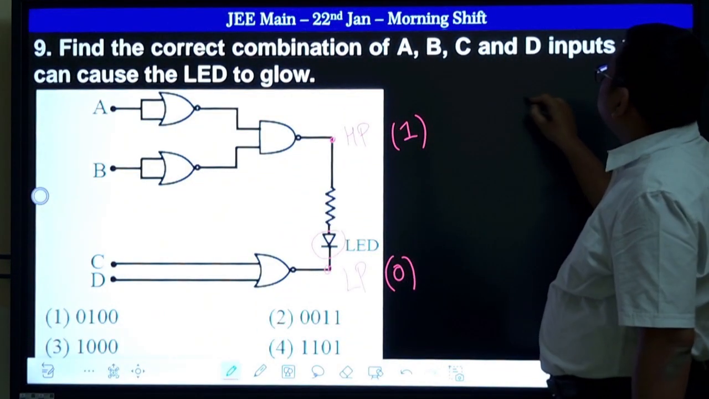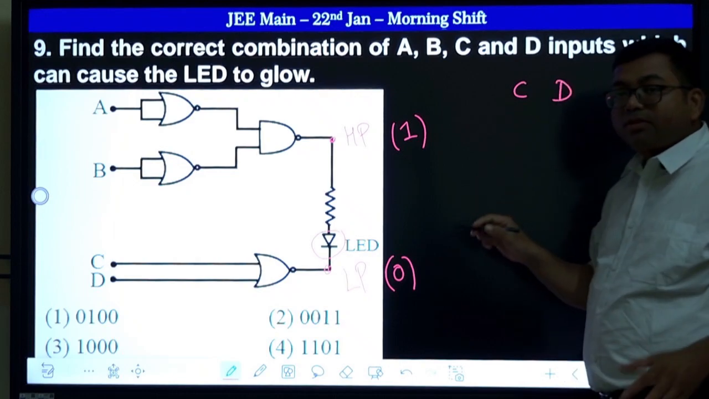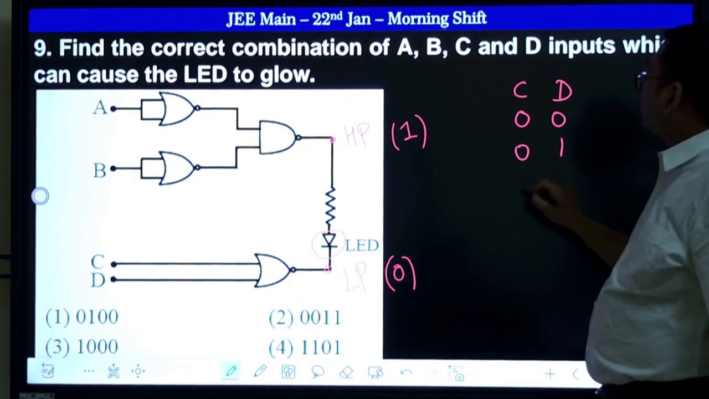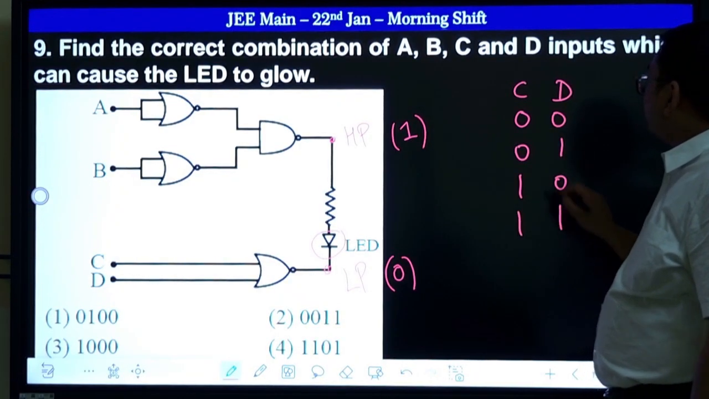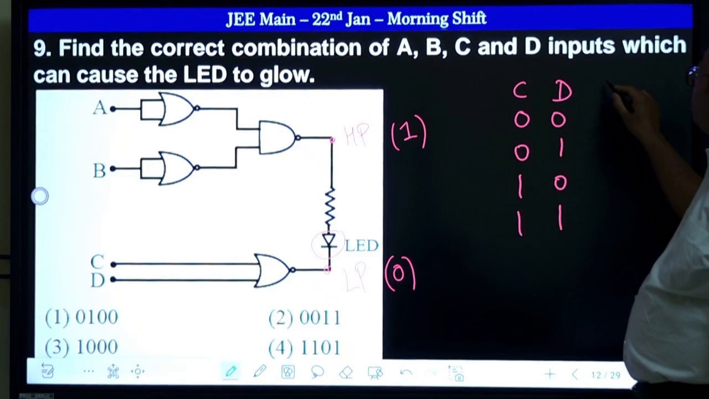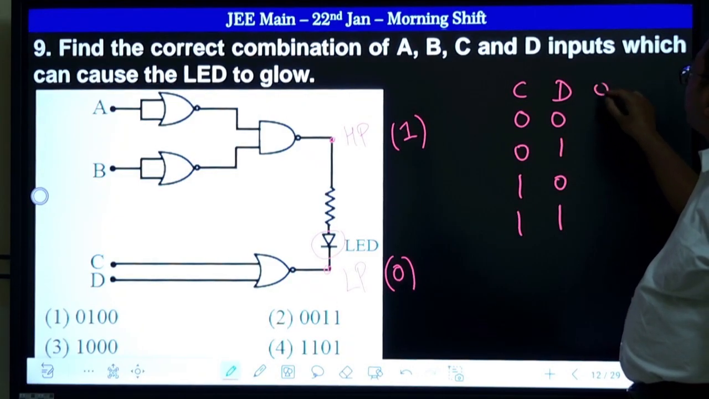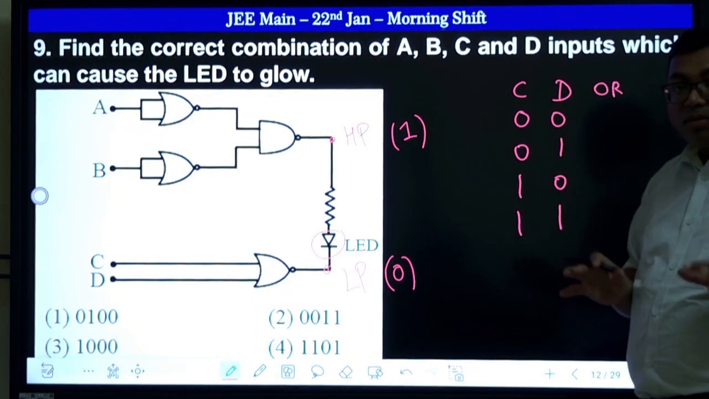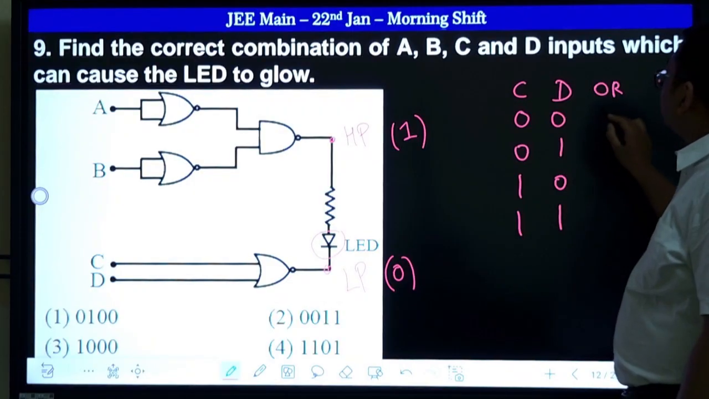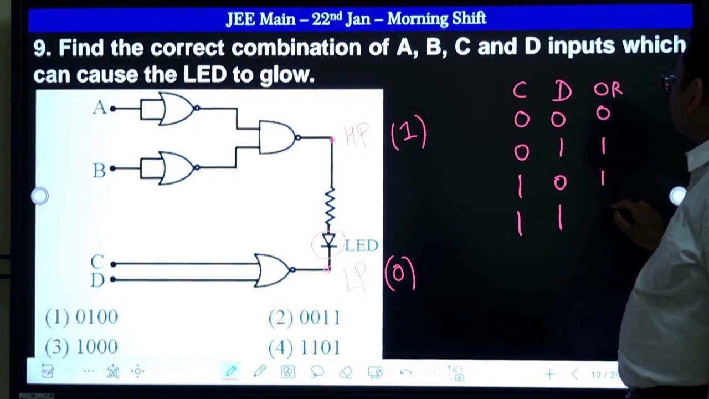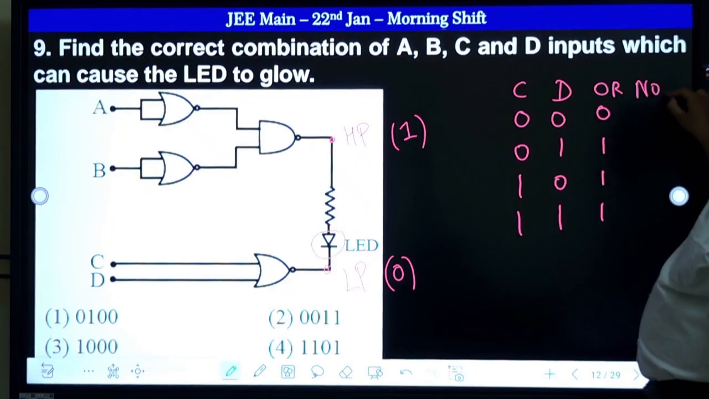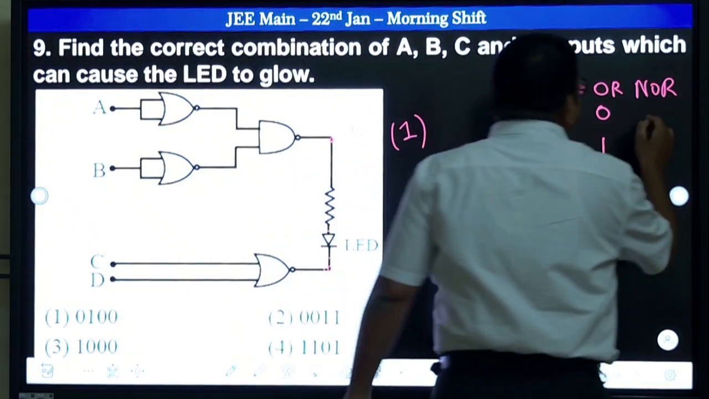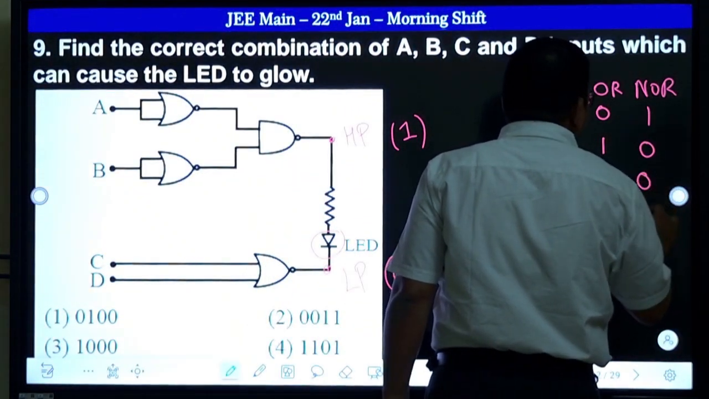First make CD. What are the values of CD? CD can be 0 0, 0 1, 1 0, 1 1. Now here let us take OR. If you apply an OR gate, what happens in OR? If any one of them is 1, then it will be 1. This will be 0. All other cases will be 1. But what about NOR? The output of NOR means it will negate. So it will become 1 0 0 0.